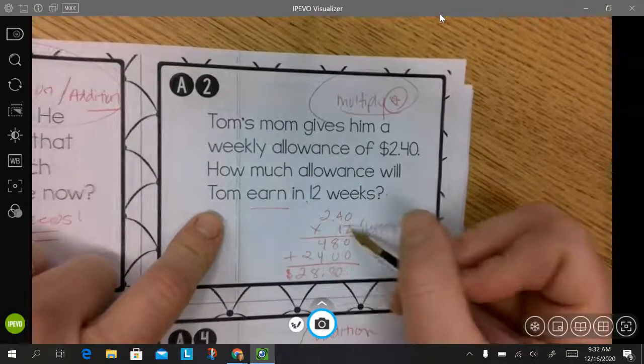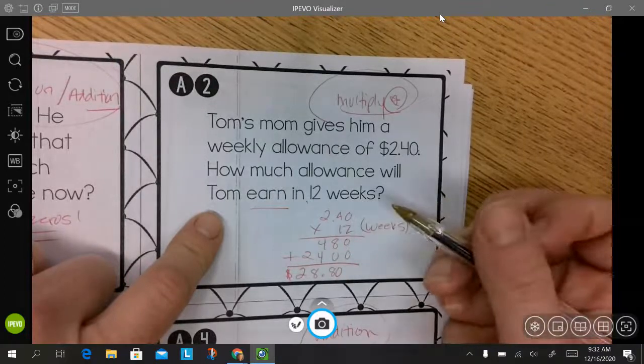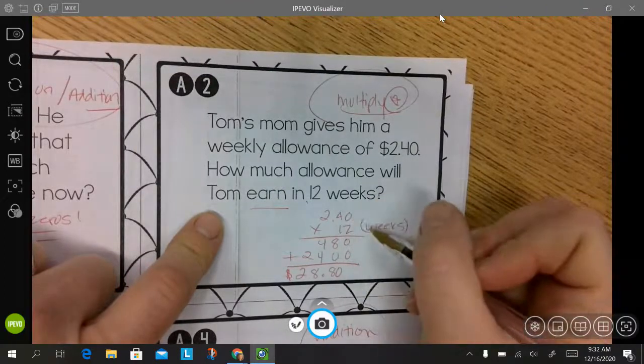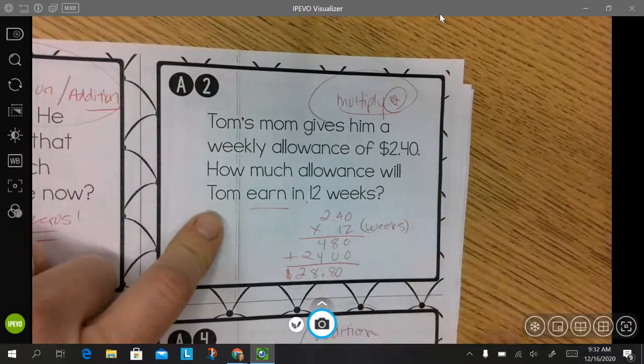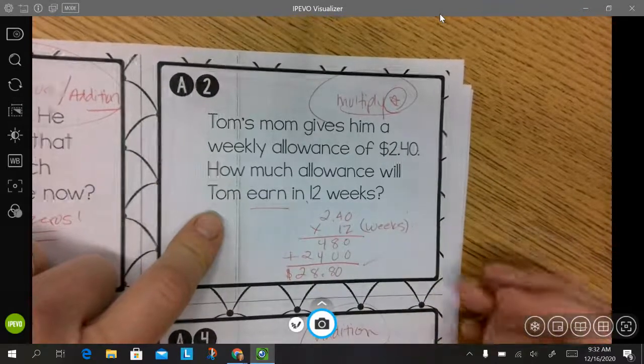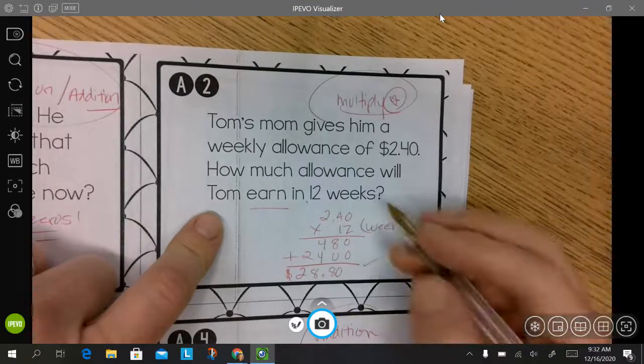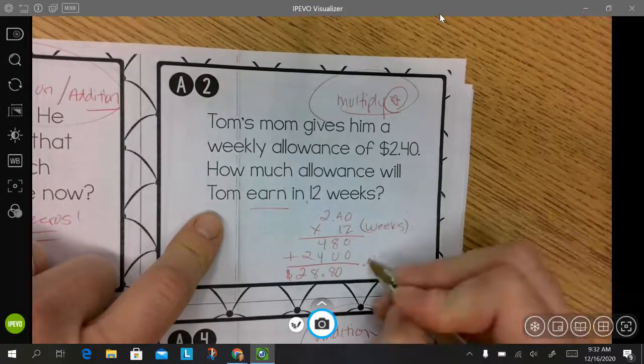All right, so multiply it out normally, like you would. Two decimal points in your problem, two decimal points in your answer. You should have gotten $28.80. If you got it right, give yourself a check, give yourself a star, and give yourself a little heart, whatever you want. Make sure you got it right.